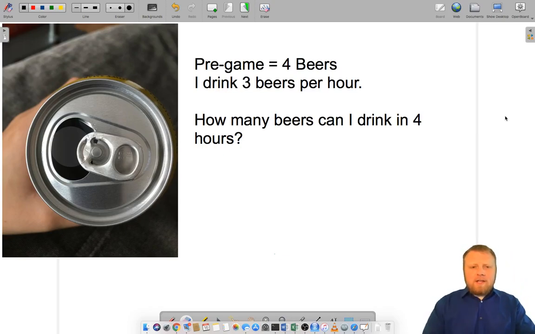Let's bring these equations to something real world like drinking beer and pre-gaming it. I know most of you kids are probably drinking beer by now because you're probably in high school or something. But anyways, let's make this work for you to your advantage.